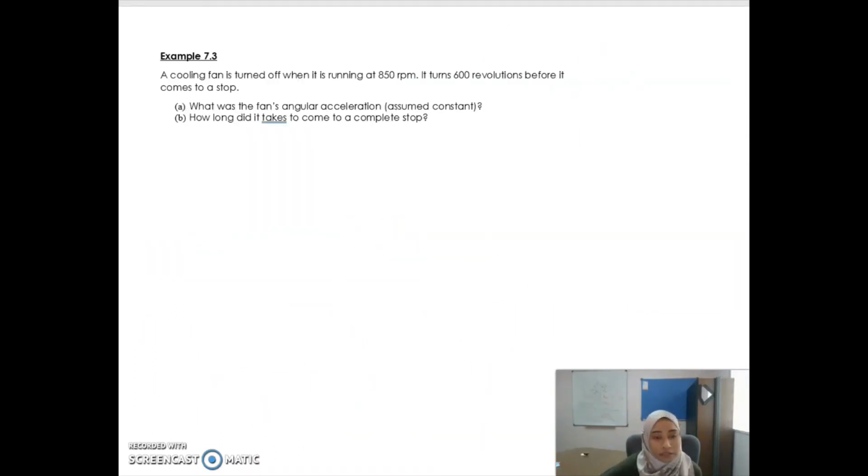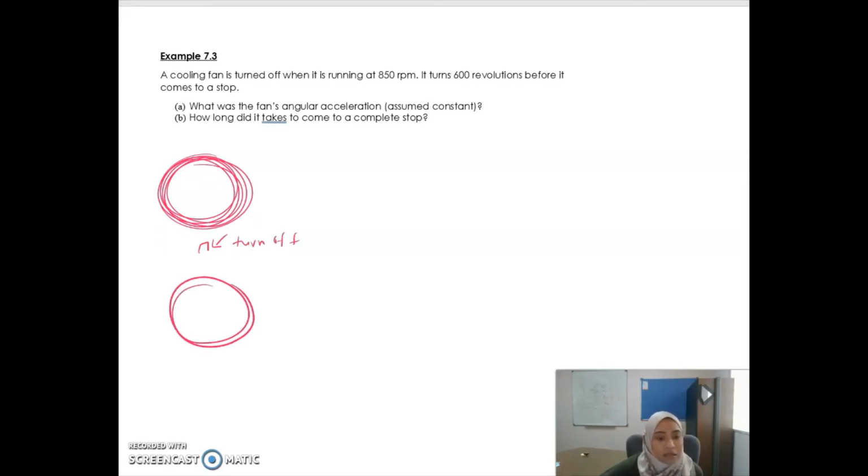A cooling fan is turned off, which means that it was rotating, and then you say, okay, I'm going to turn this off. So what happens? It rotates less and less until it comes to a complete stop. So it was super fast, slower, and then it came to a complete stop. That is what happens when you turn off the fan, right?